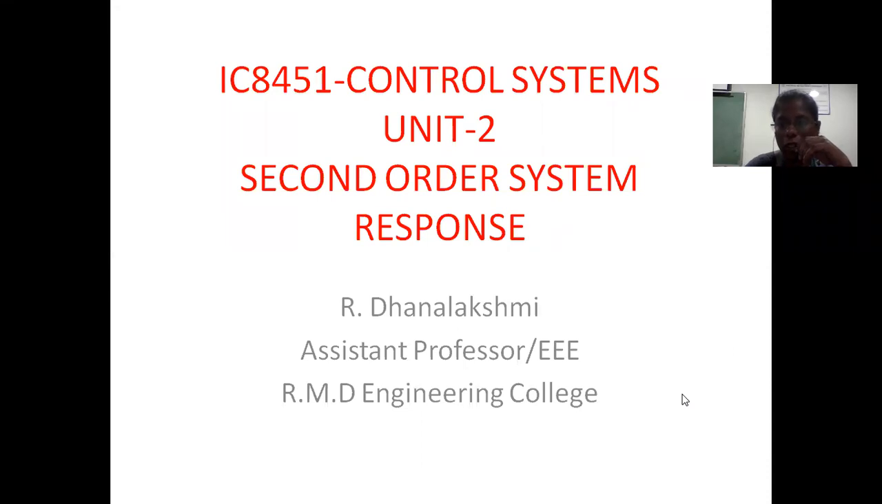In control systems, our unit 2 is all about time response. In that, we were discussing first order system and second order system. Here, let me take the second order system today, and we will see how to get the time response of a second order system, and also find out the time domain specifications. When you say time domain specifications, there are rise time, peak time, settling time, and peak overshoot. We'll see how to get those parameters.